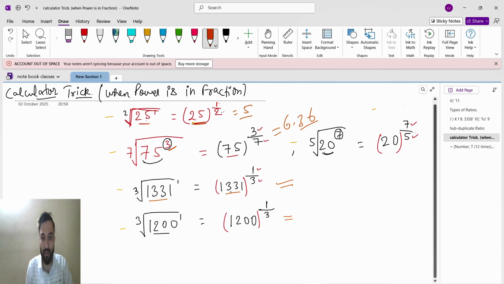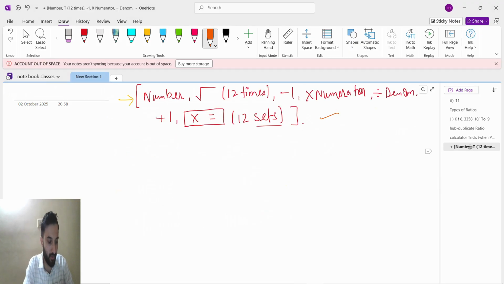So it's 1331 power 1 by 3. First of all we'll take the number. Number is 1331. Okay, then we have to press the square root button 12 times. 1, 2, 3, 4, 5, 6, 7, 8, 9, 10, 11, 12. Then minus 1. After that we have to press equal, so we'll get the final answer.